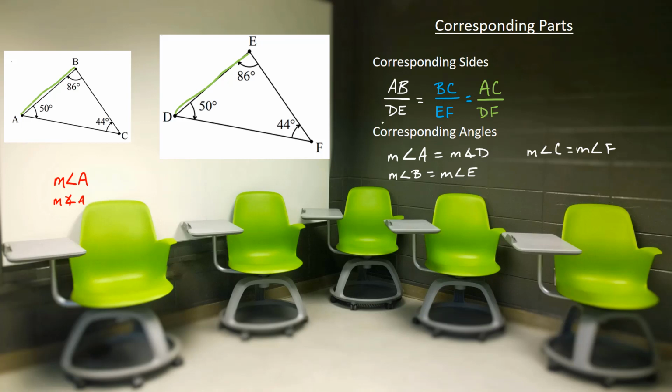So really what we've done up here is write a ratio comparing the smaller triangle to the larger triangle, with all of the smaller triangle parts on the top, or in the numerator, I should say, and then all of the larger triangle parts in the denominator. And then you have the corresponding angles, and those are equal, so we can write them as equal using an equal sign.